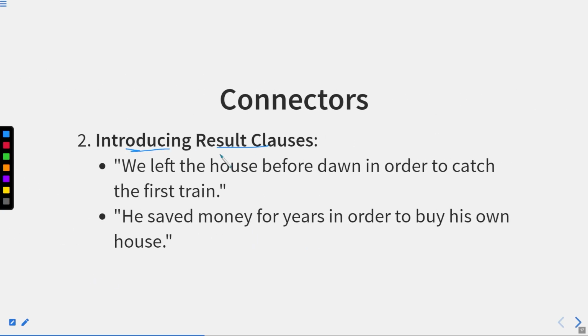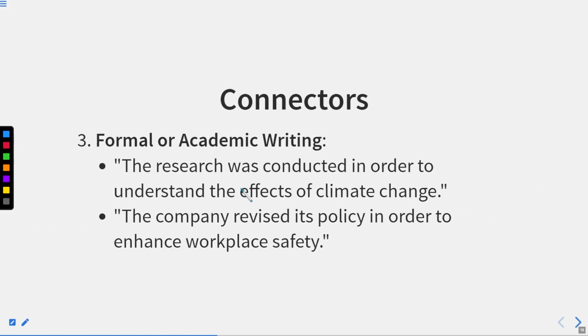Now, introducing result clauses. We left the house before dawn in order to catch the first train. He saved money for years in order to buy his own house. So, what was the purpose of his saving money for years? Just because he wanted to buy his own house. So this was his motive. Okay.